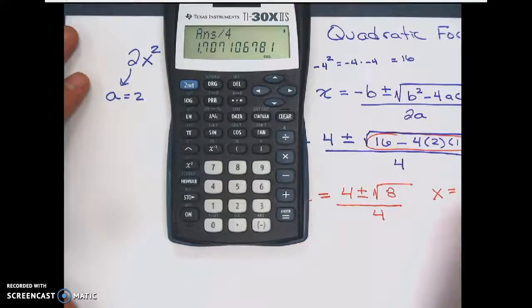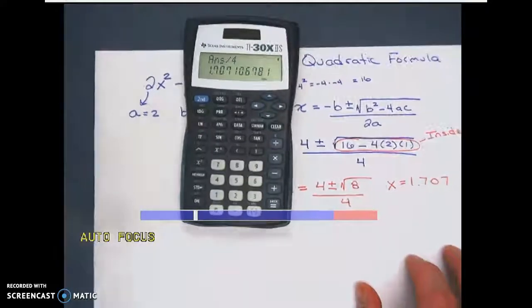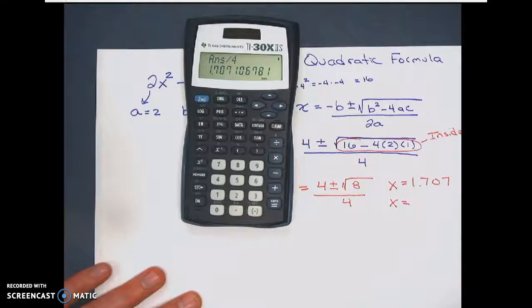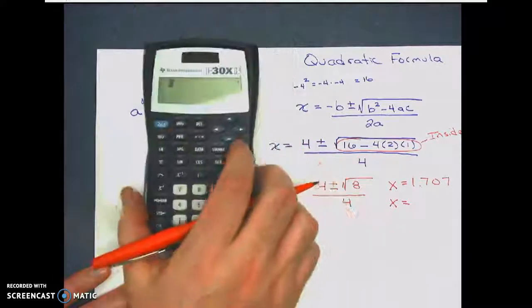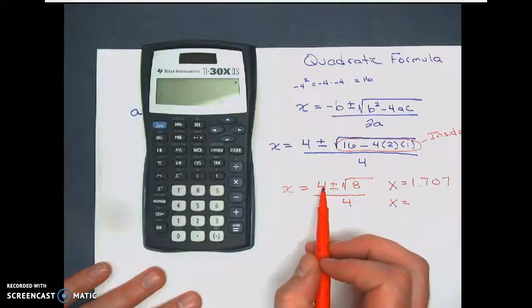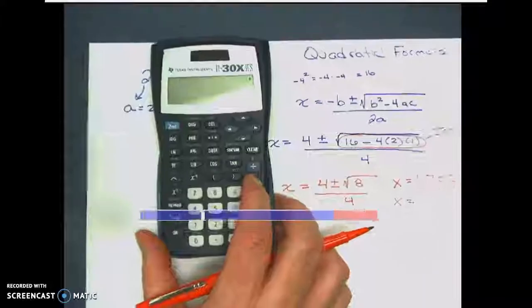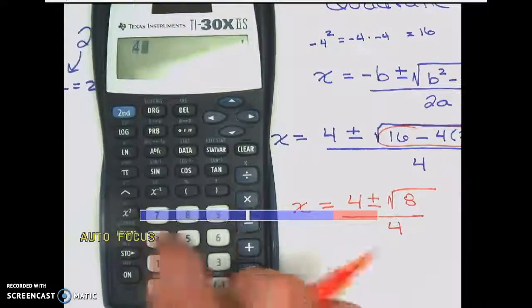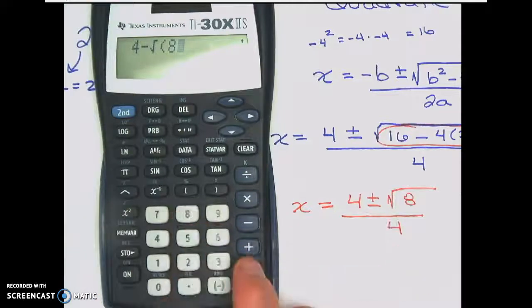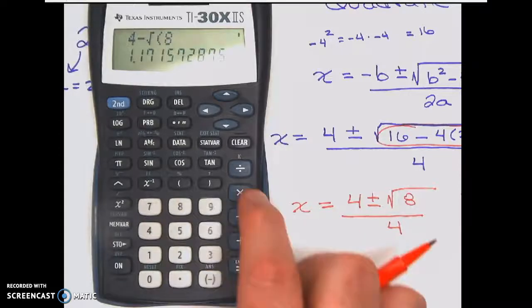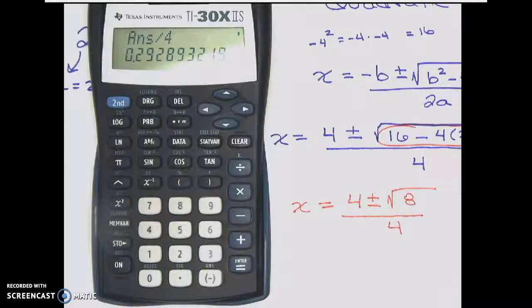Often you're going to get a decimal, not always, but oftentimes you get a decimal. So I got 1.707. And then there's oftentimes two answers to a quadratic. So the other answer comes from this minus sign. So instead of doing 4 plus the square root of 8, now I do 4 minus the square root of 8. So on my calc, I would just start over, and I would type in 4 minus the square root of 8. Again, you got to hit enter here because you're just doing the top of it first. And then once you get that answer, divide it by 4. And that's 0.293 if you rounded it.